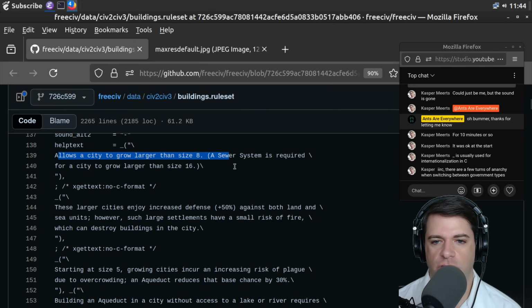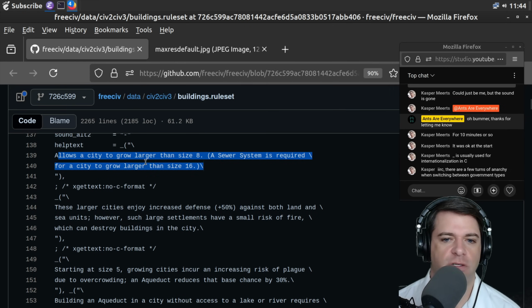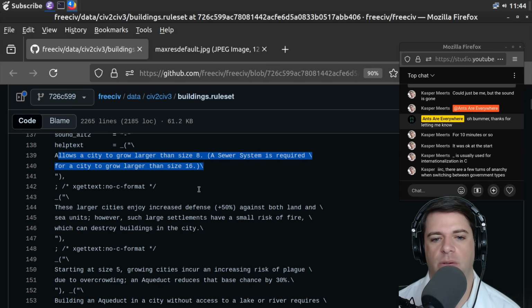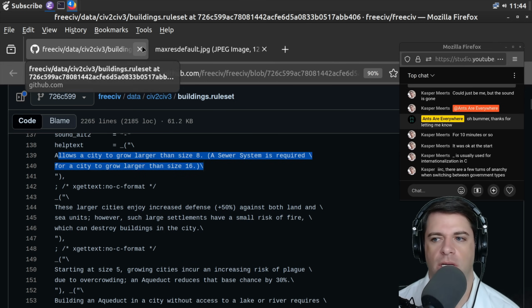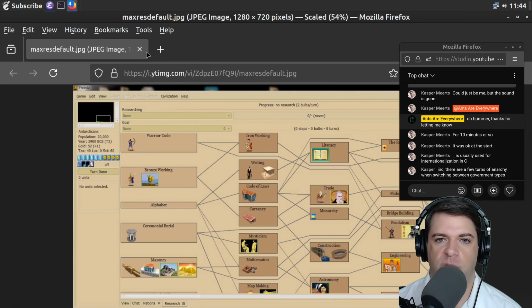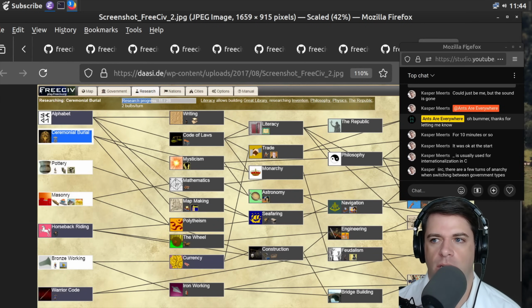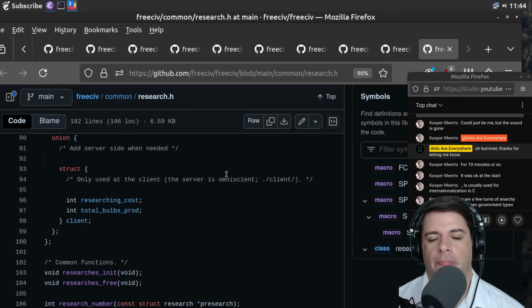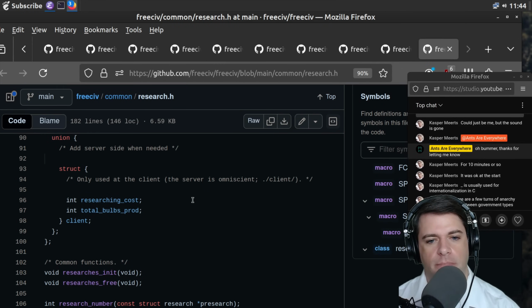Allows a city to grow larger than size 8. A sewer system is required for a city to grow larger than size 16. Is this aqueduct? Okay, so you need an aqueduct if you're going to grow large enough, because I don't know if you guys know this, but humans produce waste and they require water. Okay, so that's actually like 99%.